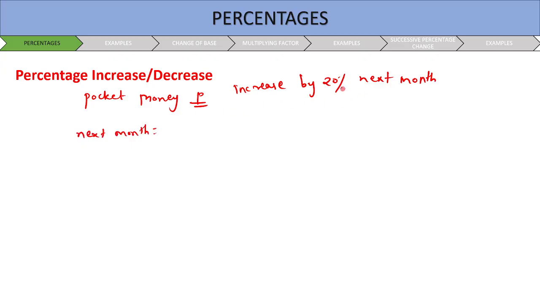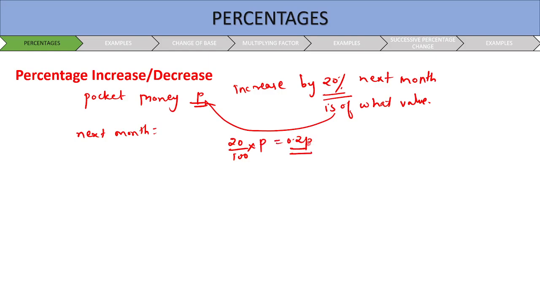So consider this. Your money value is increasing by 20 percentage next month. This 20 percentage is of what value? This 20 percentage is of value P. So what will that be? 20 by 100 of P, which I can write as 0.2 P. Now, is your answer 0.2 P?